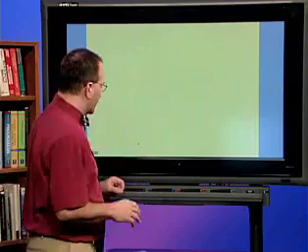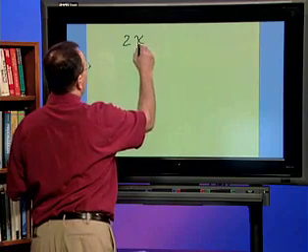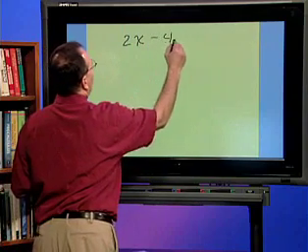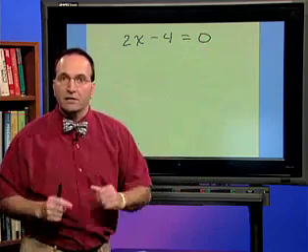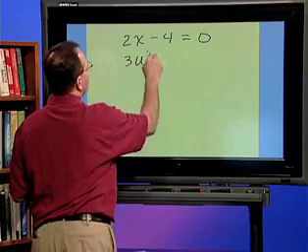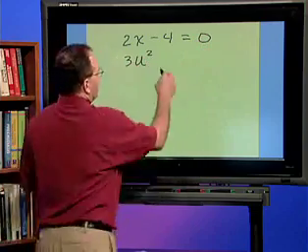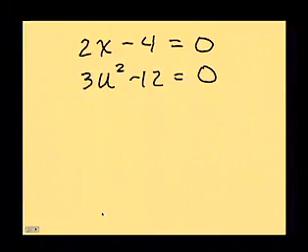Let's look at some examples of linear equations. For example, if I tell you 2x minus 4 equals 0, that would be an example of a linear equation. But if I had something like this, 3u squared minus 12 equals 0, that is not a linear equation because of the power of 2 on our variable u.